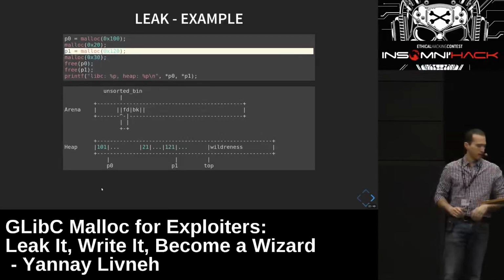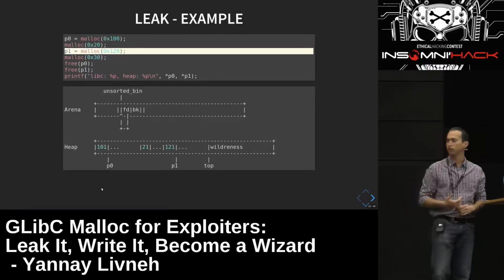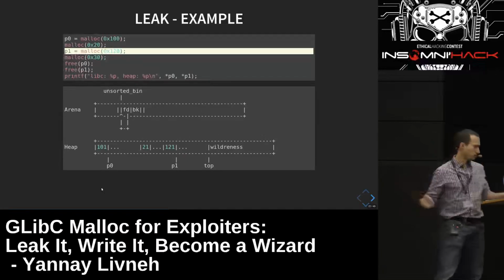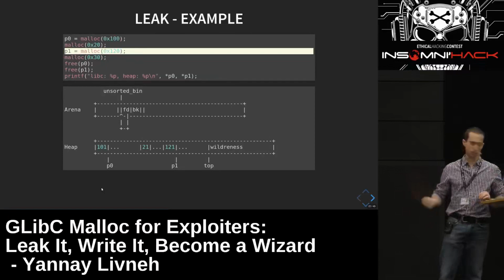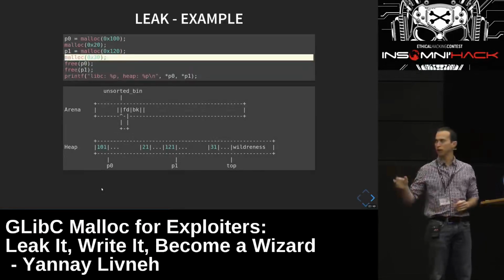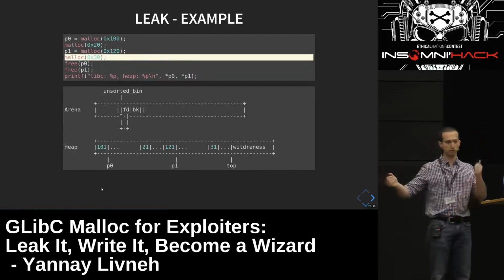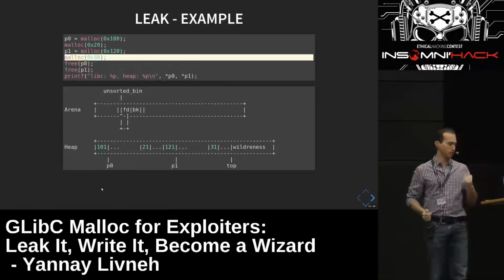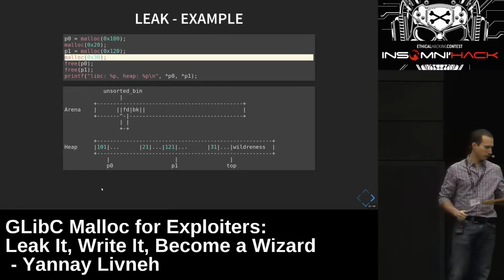We make another allocation, let's call it P1, of size 120. Right after that, you can see the wilderness is moving. Again, the least significant bit is on. Then we make another allocation of a separator, so when we free P1, it will not merge with the wilderness. It will not merge with the chunk before it either, because they're both in use. And then we're freeing P0.